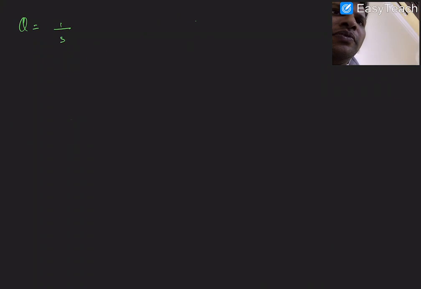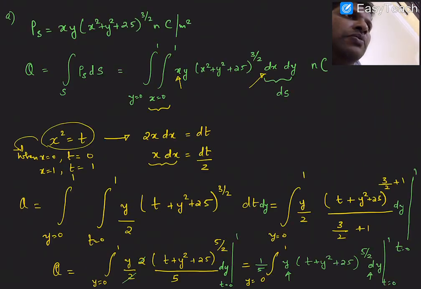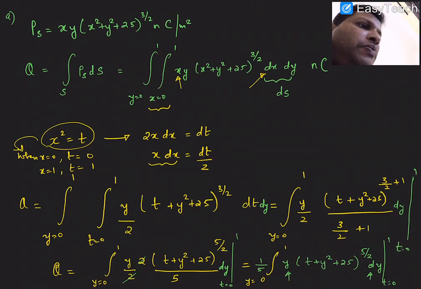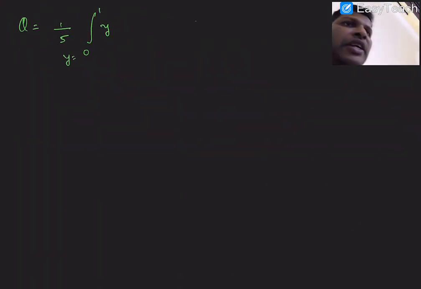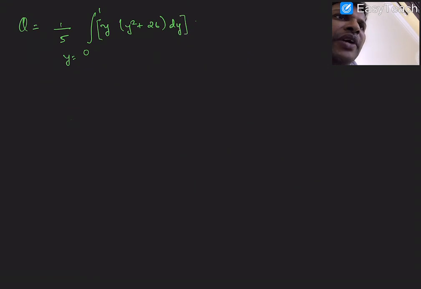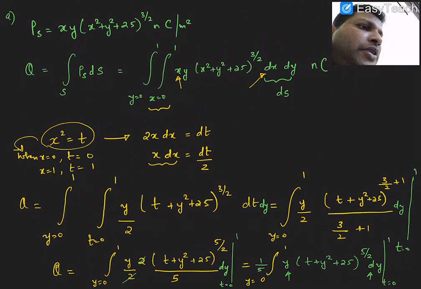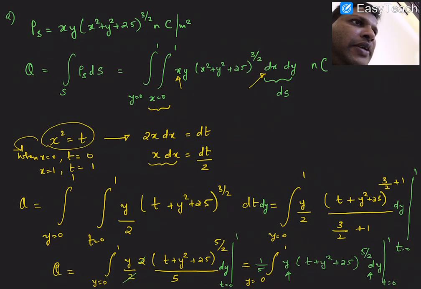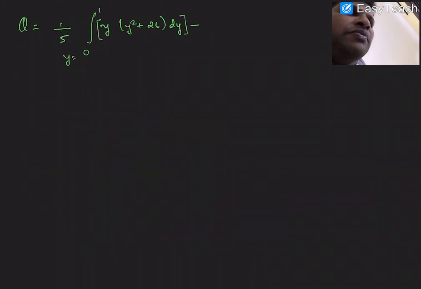So if I put the limit, you will get q as 1 over 5 integral y varies from 0 to 1, then y into, if I put the limit, if t is equal to 1, then I will get y into y square plus 25 plus 1 becomes 26, then this into dy, minus, then when I put t equal to 0, this becomes y into y square plus 25 into dy. So I will be getting two terms like this.